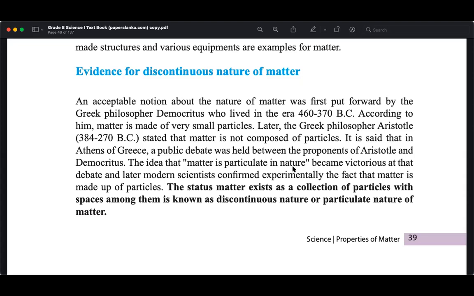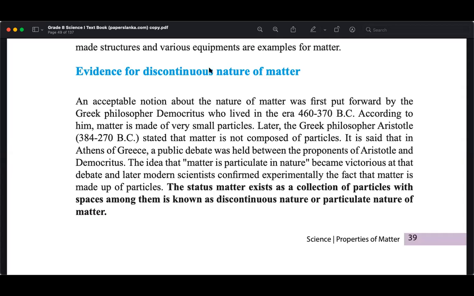Therefore, there was a public debate between Aristotle and Democritus. After that debate, the idea that matter has a particle nature, or that matter is particulate in nature, won at that time. That argument had more supporting points. So he won, and later the scientists proved that yes, matter is made up of small particles.